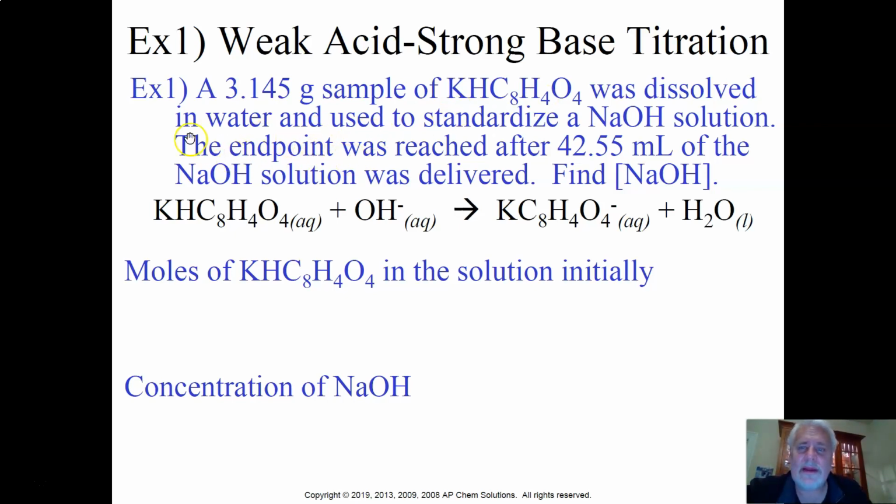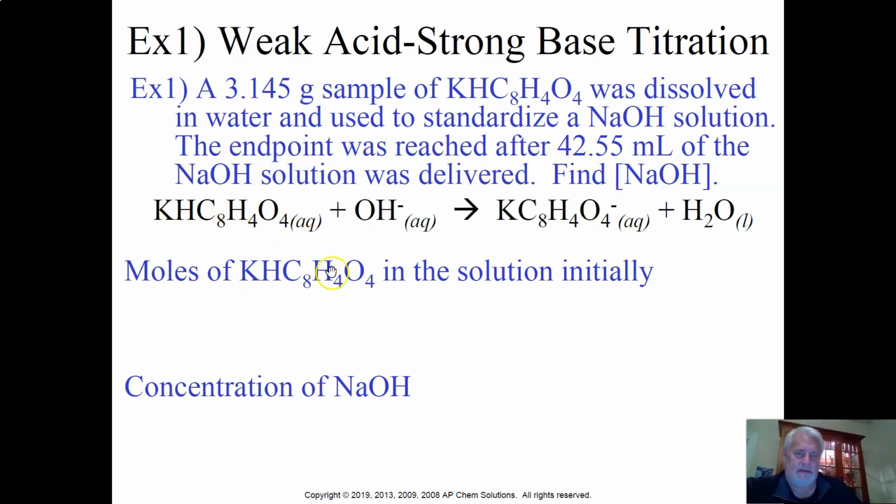Okay? So anyway, the endpoint was reached after 42.55 milliliters of the NaOH solution was delivered. Okay, and so we're going to look at this. We have these known amounts here of potassium hydrogen phthalate. I believe that's it. Starts with PHTH. Phthalate. Can't believe I forgot that. So this is potassium hydrogen phthalate.